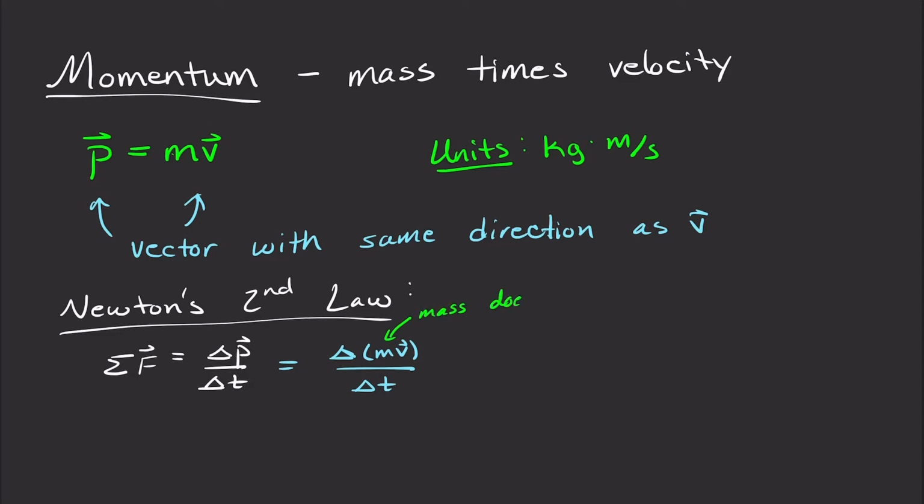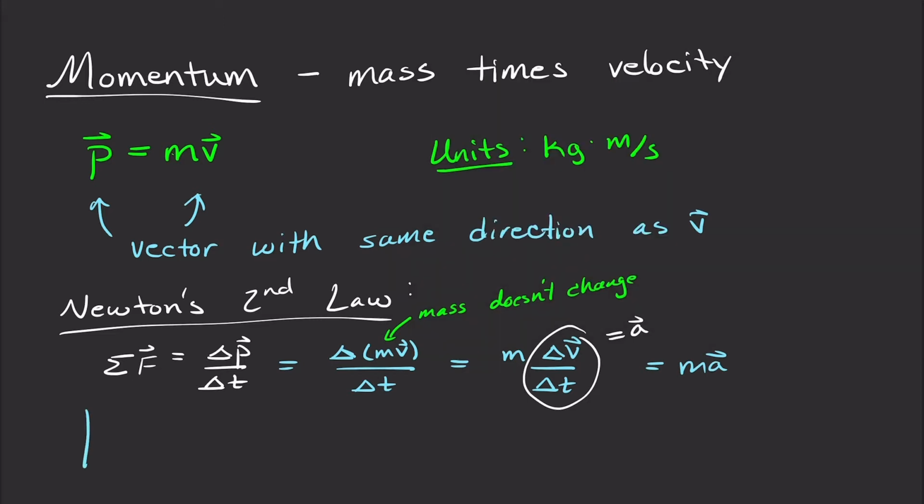So this delta really doesn't affect the mass. We can write this as just mass times the change in velocity over the change in time. But the change in velocity over the change in time is just the acceleration. So this is how we get Newton's second law that we see when we cover forces. It's really a special case of Newton's second law when the mass doesn't change. We're still not going to look at cases where mass changes, but now we're going to look a little closer at momentum and how it can help us solve problems.